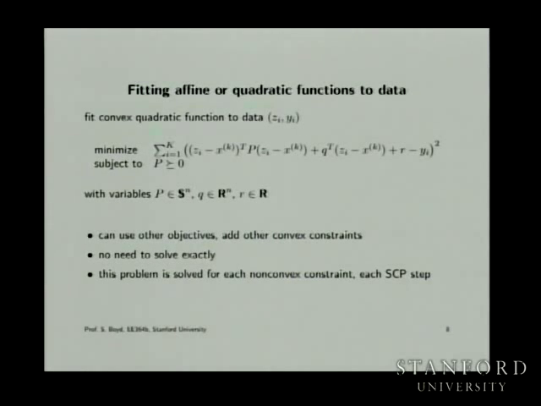Okay. So how do you fit an affine or quadratic function to data? Well, actually, affine is 263, so it's least squares. I mean, in the simplest case, it's 263. So an affine model is just least squares. I'm not even going to discuss it. Now, by the way, you don't even have to do least squares. Once you know about convex optimization, you can make it anything you like.